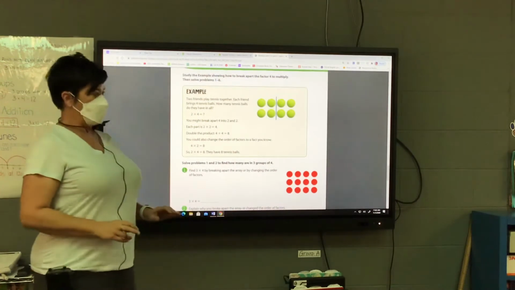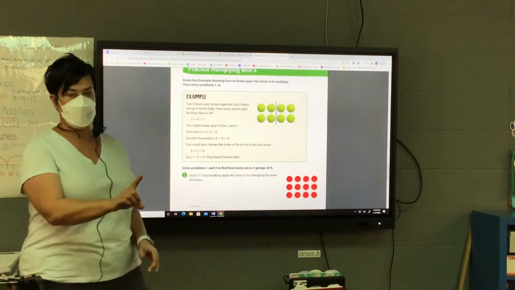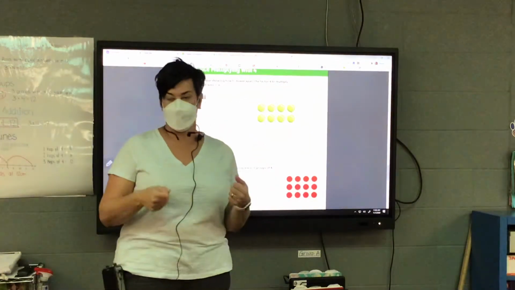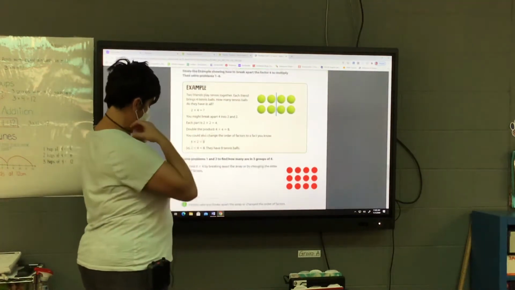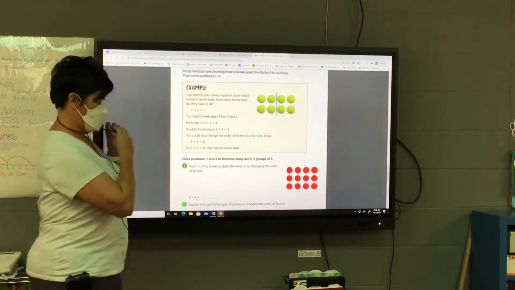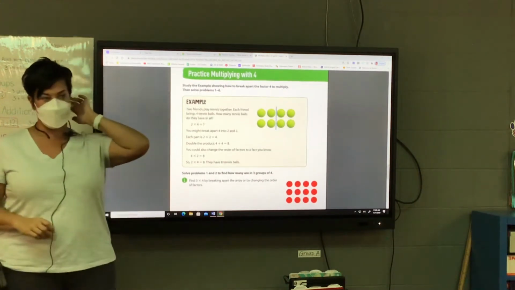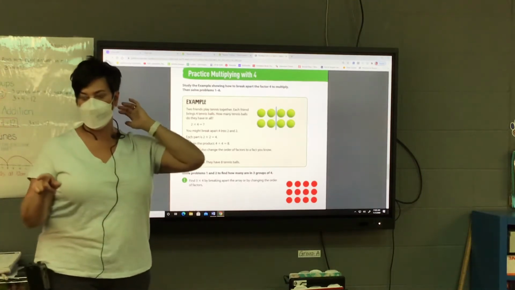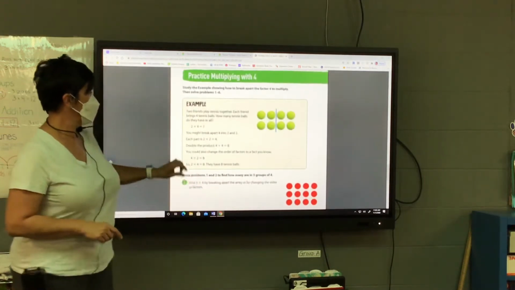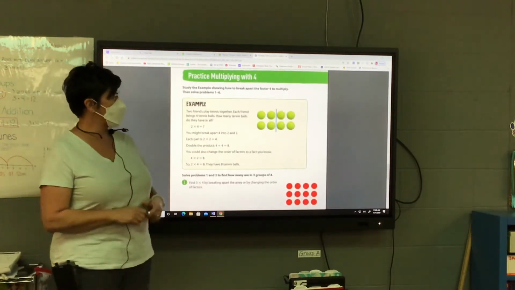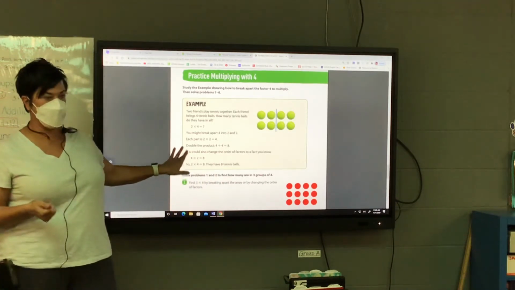We're going to keep working on multiplying with 4. We have 1 page left in our packet that we had torn out of our math workbook. Let's take a look here. The example has the tennis balls in it. Is that the page you're on? Page 141? Okay.